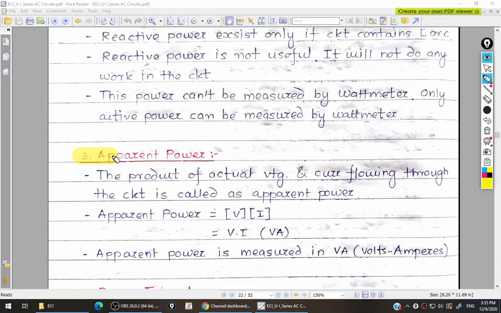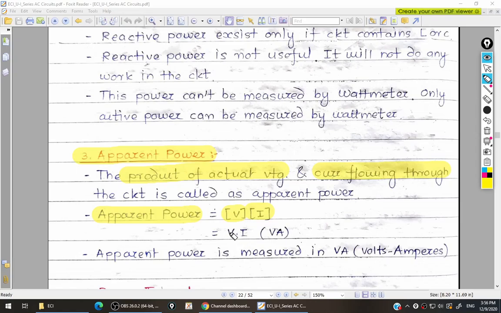So friends, our last type of power is apparent power. We have already seen two different types of power, active power and reactive power. So if we combine these two powers, we will get apparent power. If you consider the formula, apparent power is nothing but V into I. In other words, this is the product of actual voltage and actual current flowing through the circuit.